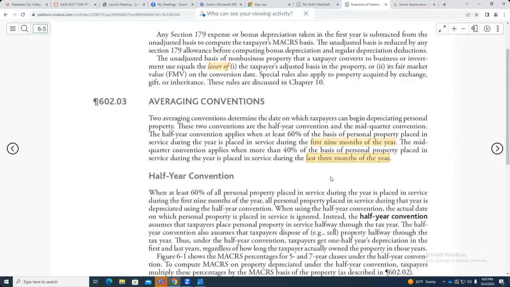Third quarter is July, August, September, mid-August. Middle of the third quarter is August 15th.